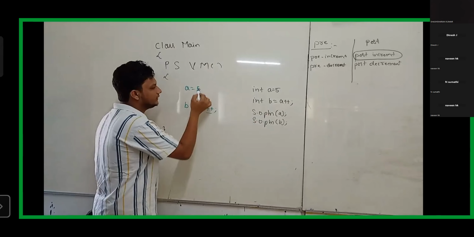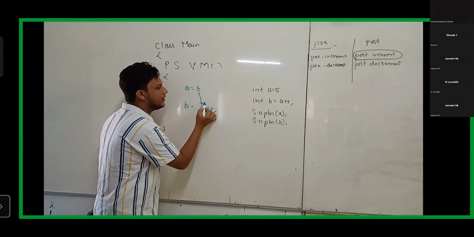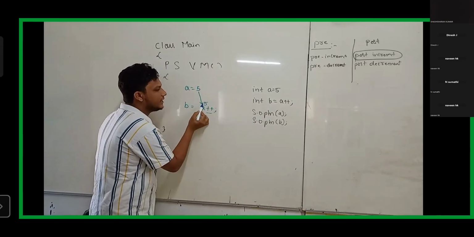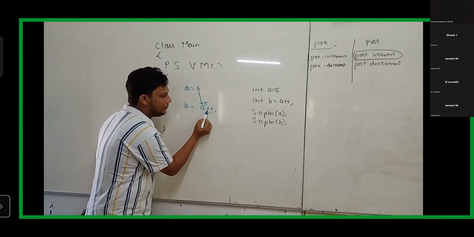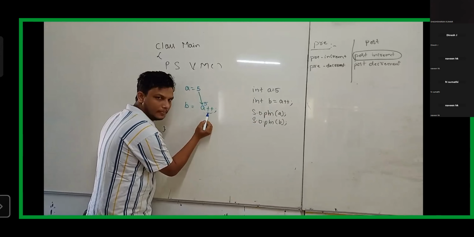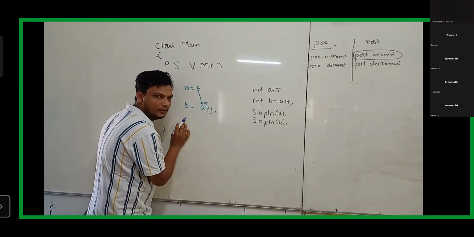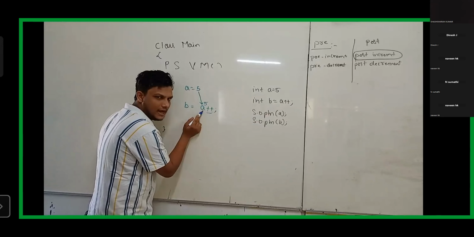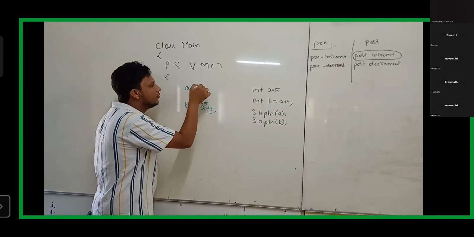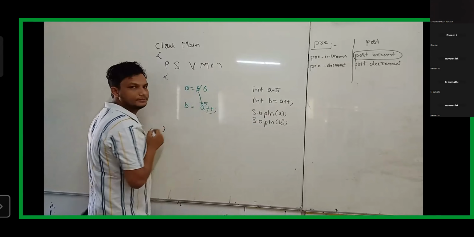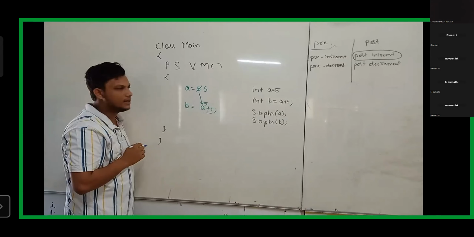Then what is the A value now? 5. So I have taken the A value here as 5. Now I'm telling it to increment the value. Now where is the incrementation happening? For the variable A, so the A value will be incremented to 6. Understood? Let me repeat that.